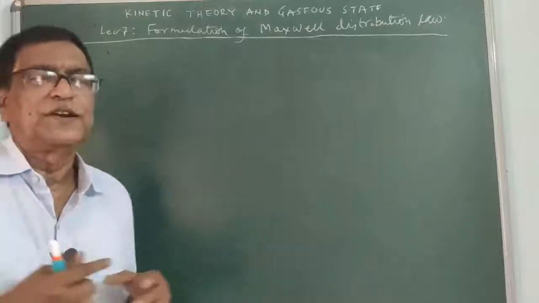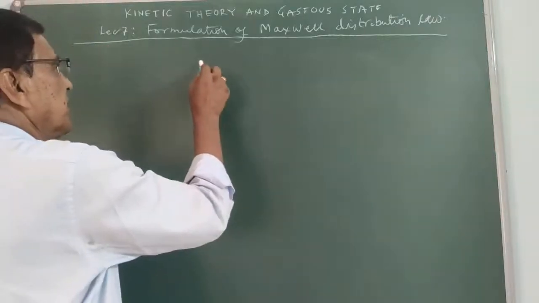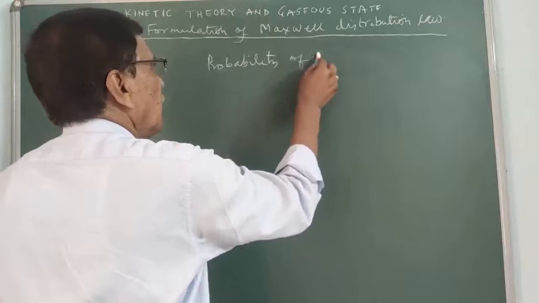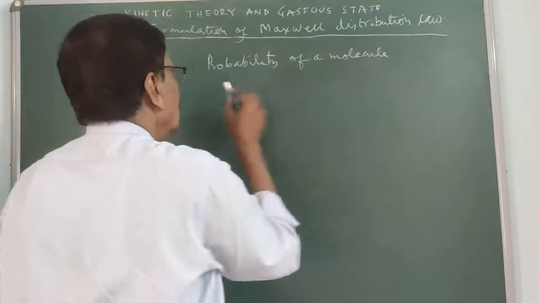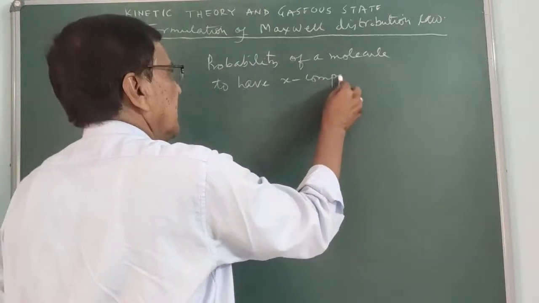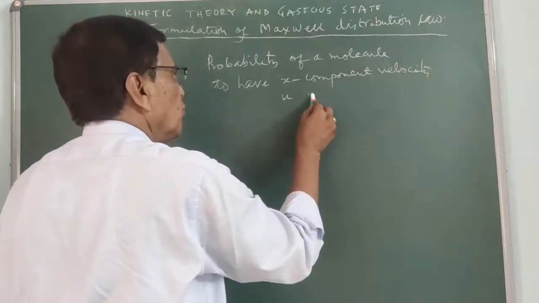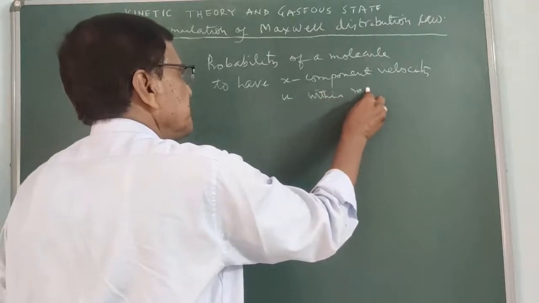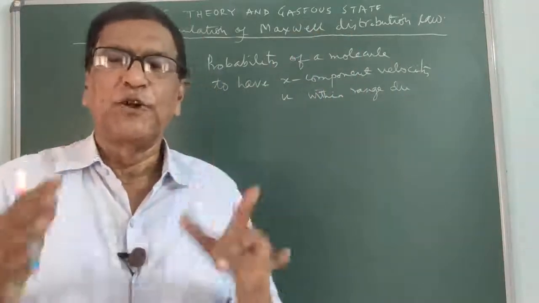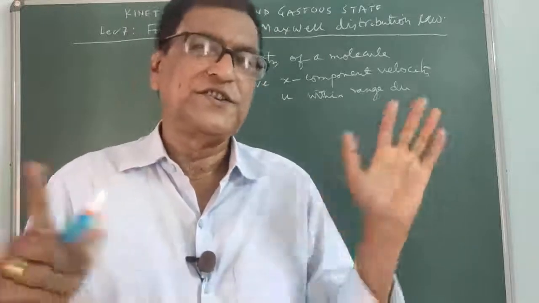Now we are going to formulate the Maxwell distribution law. Say molecules: what will be the probability of a molecule to have x component velocity u within a small range du?